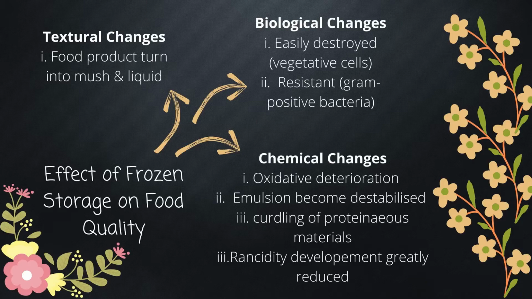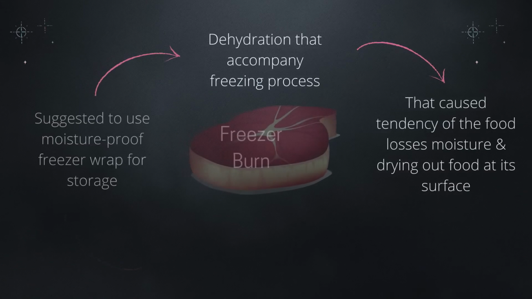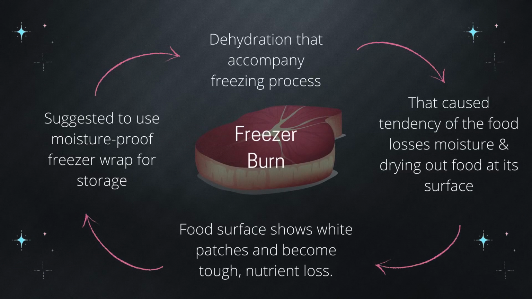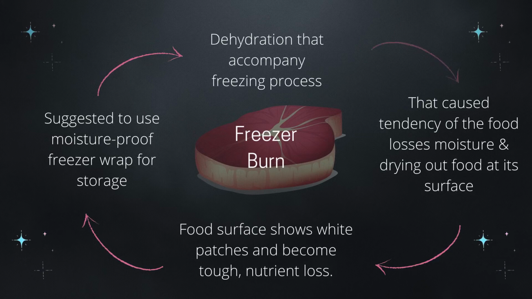Lastly, textural changes. The food product can turn into a mushy, liquid texture. Freezer burn is dehydration that accompanies the freezing process, which causes the food to lose moisture and dry out at its surface. The food surface shows white patches, becomes tough, and loses nutrients. So it is suggested to use moisture-proof freezer wrap for storage.